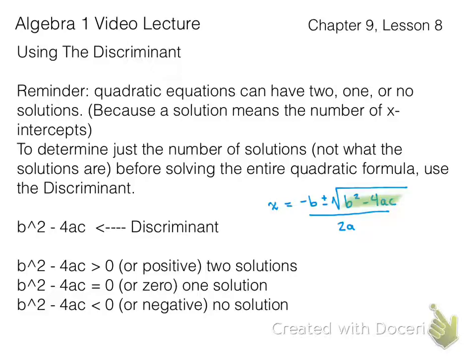So if they ever ask you, is there one solution, two solutions, or no solutions, all you have to do is put the quadratic equation you're using into standard form, set it equal to 0, and then plug in b, a, and c into b squared minus 4 times a times c, and see if you get a positive number, 0, or a negative answer. All right, so let's go ahead and use it. And again, that's the determining factor: whether it's going to have two solutions, one solution, or no solution.